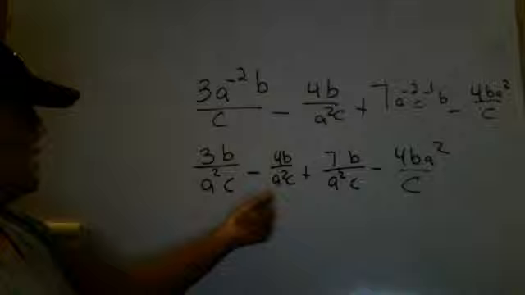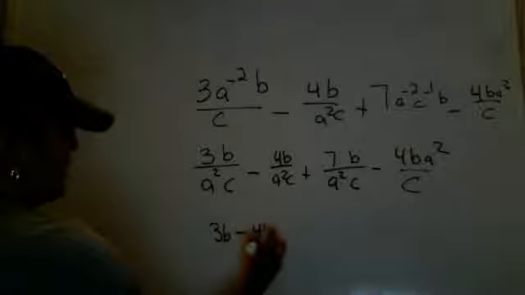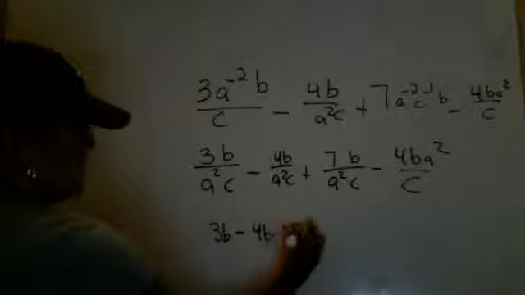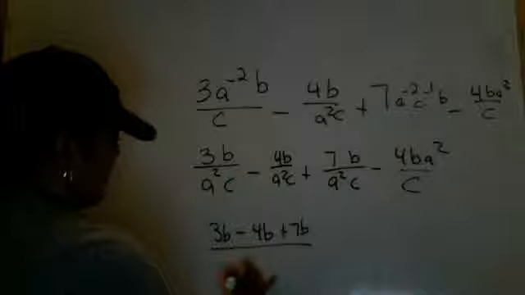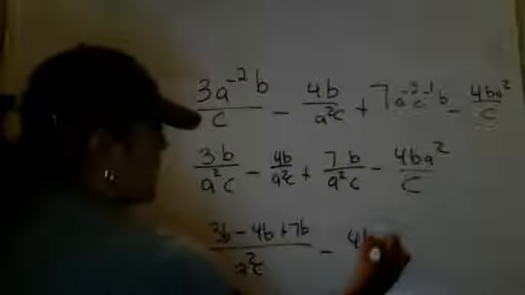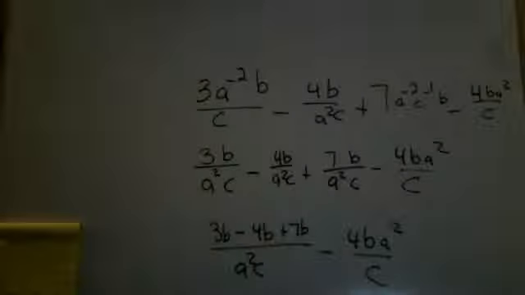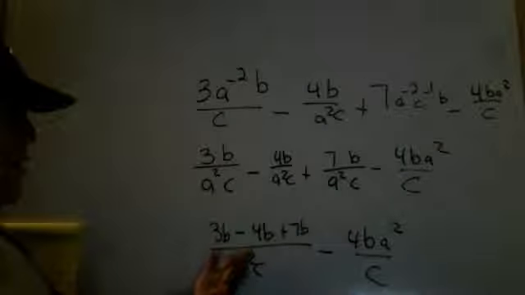So we're going to look at these terms. And how do we add or subtract fractions? You have the same common denominator. Then you combine the numerator. So you simply have 3b minus, you can't leave that minus sign, plus 7b all over a squared c minus 4b a squared over c. Yes? So now, in this numerator, we can combine.